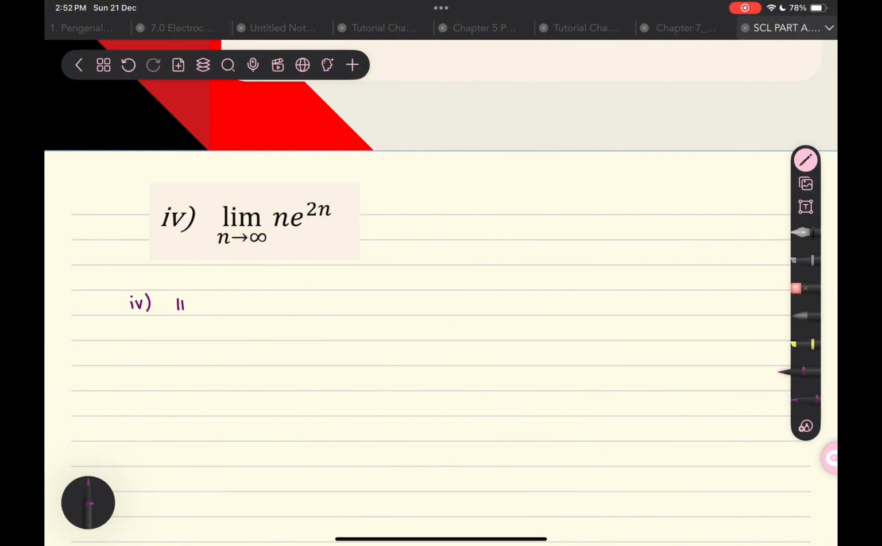Next, for the question 4 Roman, the question states the limit as n approaches infinity of n times e to the power of 2n. From what we observe here, as n approaches infinity, both n and e to the power of 2n increase without bound. Since exponential functions grow faster than polynomial functions, the product also approaches infinity.